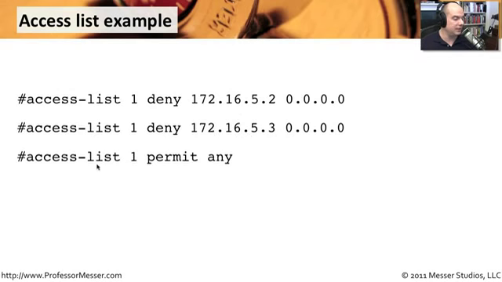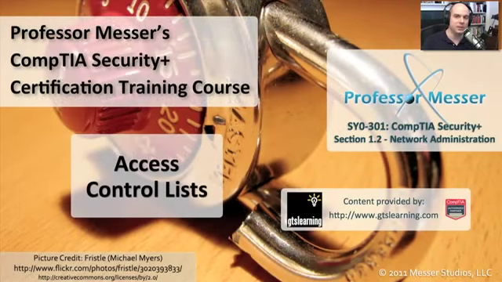And here's the last access control that says permit any, which means if you aren't 172.16.5.2 or 172.16.5.3, everybody else is allowed to communicate. That's a very simple access control list, but it gives you an idea of looking at a router or looking at a firewall, the process it goes through to go down that list and allow or disallow access to resources on the network.